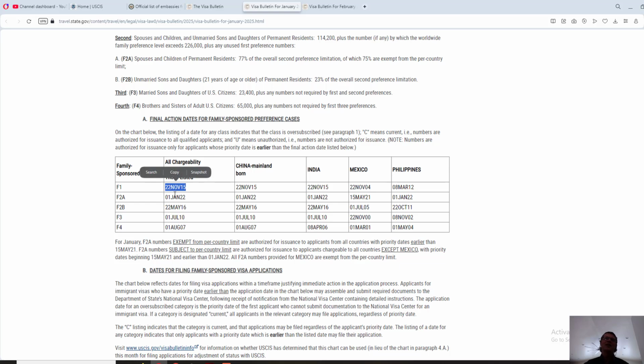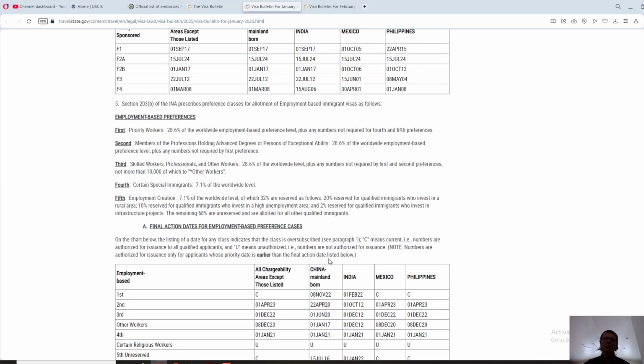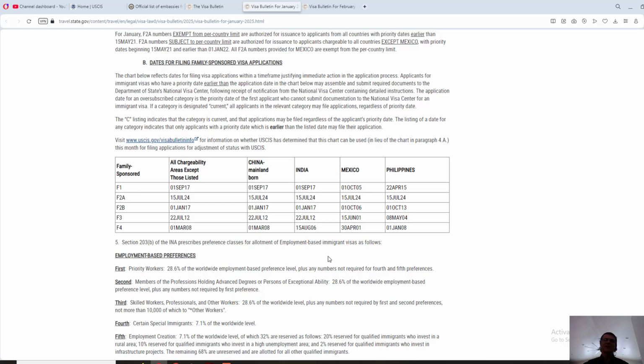And then of course, these dates right here are the priority dates, and the priority date is when your I-130 has been received by USCIS. Obviously it's a different form if you're looking at the employment-based category, but it's kind of the same criteria for the most part.